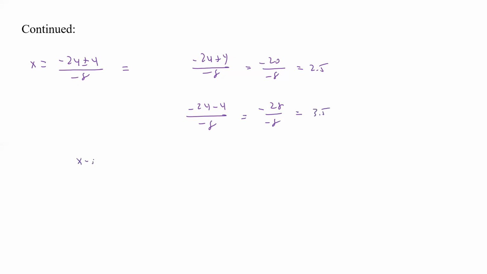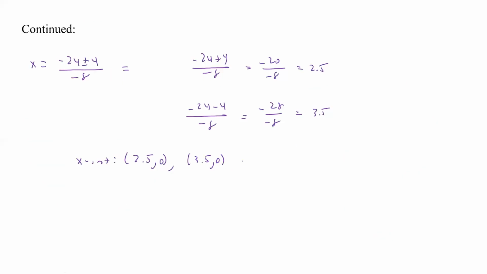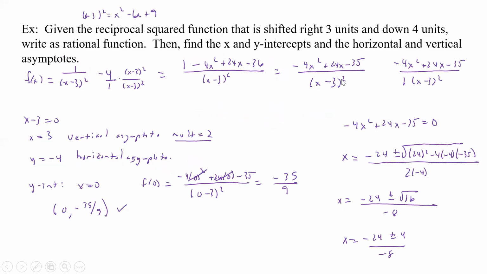And so our x-intercepts are going to be 2.5 comma 0, and 3.5 comma 0. Now we could leave these as fractions if we wanted to also, but I just went ahead and left them in decimal form there. Okay, so do we have everything we need? The x and y intercepts, well, here's our y-intercept. We have the two x-intercepts. Horizontal and vertical asymptotes, well, here's our vertical, here's our horizontal. And so we have everything we need based on the problem given and what we're asked to get. So that should be everything we need to do for our problem here.